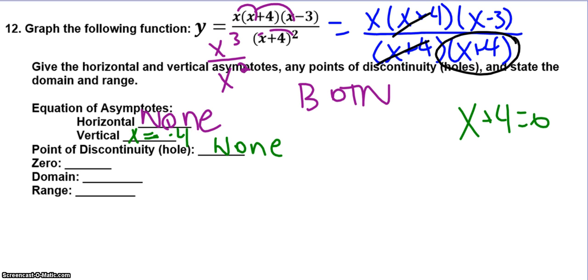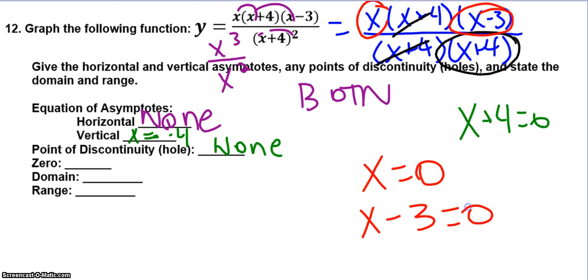Alright, zeros. I set the remaining factors of my numerator equal to 0. So x and x minus 3 equals 0. So x equals 0 and x minus 3 equals 0. So I have a zero at (0, 0). And I have a zero at (3, 0).